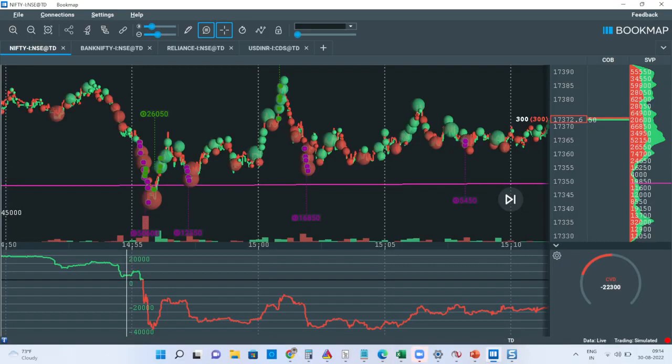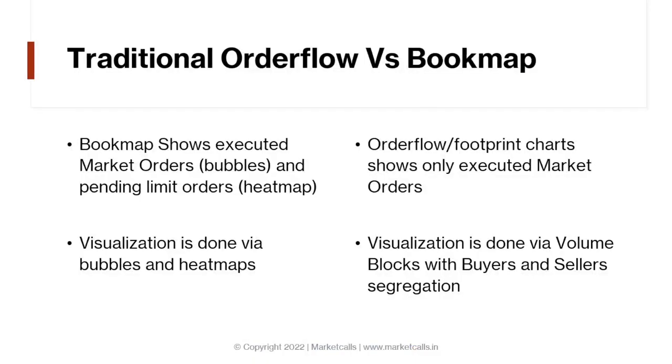Right, so yes, Bookmap provides a beautiful way to visualize the places where the absorption is happening and where the sweeps are happening. Visually you can see this information, and it will be helpful for you to take decisions. The only difference between traditional order flow and Bookmap is this: there are two kinds of order flow. One is called footprint charts, which we also call order flow. The Bookmap shows market orders and also pending limit orders. If level 2 or level 3 data is there, you'll be able to see both market orders in the form of bubbles and pending limit orders in the form of a heat map.